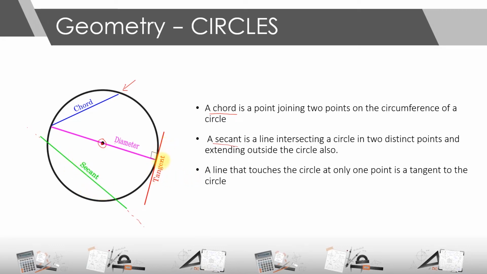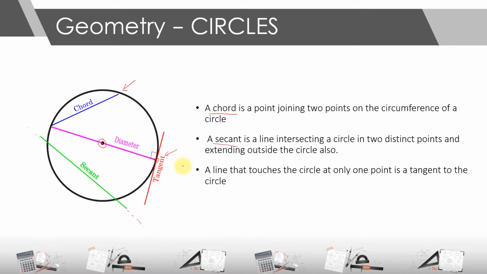Then we have a tangent. Tangent is a very special line. It is a line which touches the circle at only 1 point. And this point at which a tangent touches the circle has special properties. We will look at those properties later. But whenever we have questions related to circles, we very often see tangents in them. So we will discuss the special properties that a tangent has with the circle.